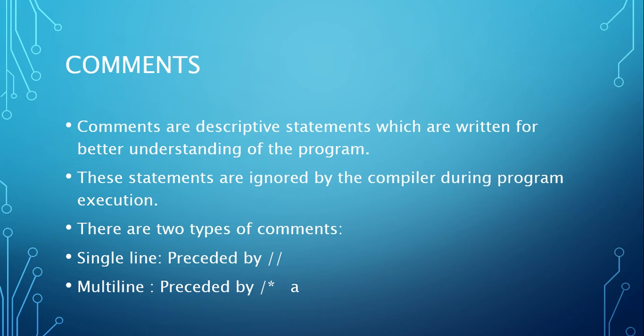Now there are two types of comments which exist in a programming language. One is single line comments and the other one is multi-line comments. A single line comment is preceded by a double slash. A multi-line comment is preceded by a slash and a star, and when you end it, you have to put a star and a slash. So at the start you put a slash and a star. When the comment ends, you put a star and a slash.